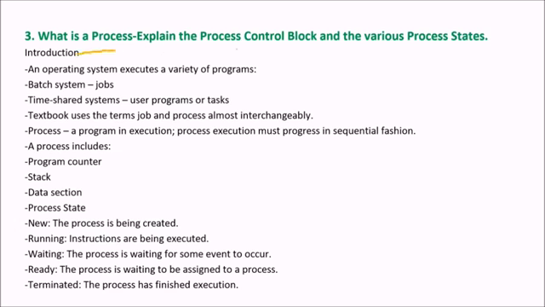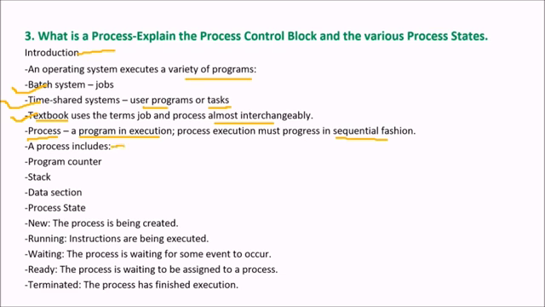See, a process is a program under execution. So, the operating system executes a variety of programs. These programs could be batch systems like jobs, or time-shared systems like user programs or tasks. There are various textbooks which use job and process almost interchangeably. But a process is a program which is under execution, and process execution must progress in a sequential fashion.